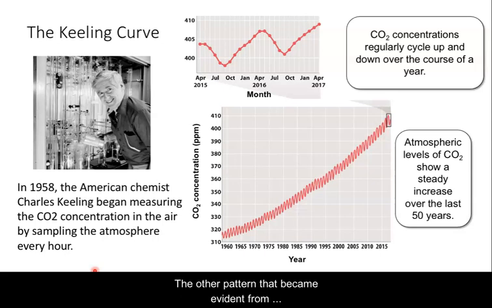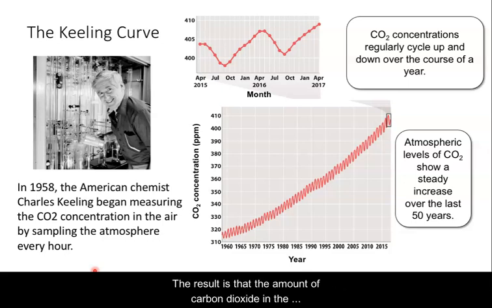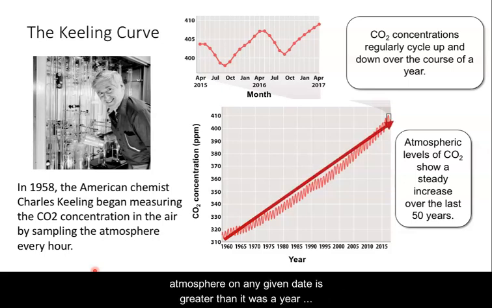The other pattern that became evident from Keeling's work is that there has been a steady increase in atmospheric carbon over the past 50 years. The result is that the amount of carbon dioxide in the atmosphere on any given date is greater than it was a year earlier. And in fact, there's been a 25% increase since the study began in 1958.